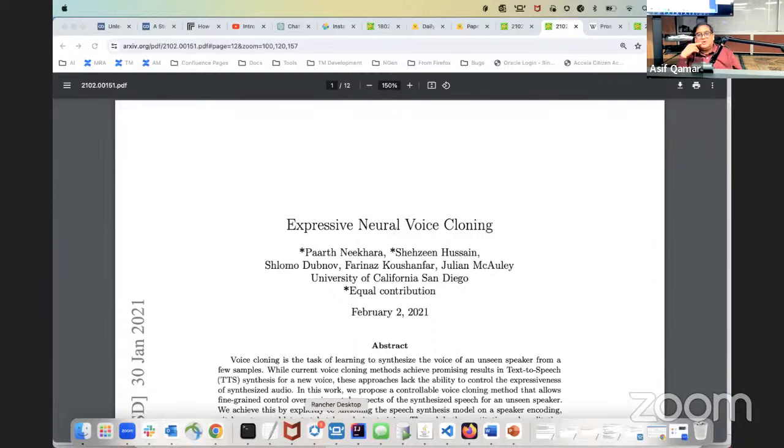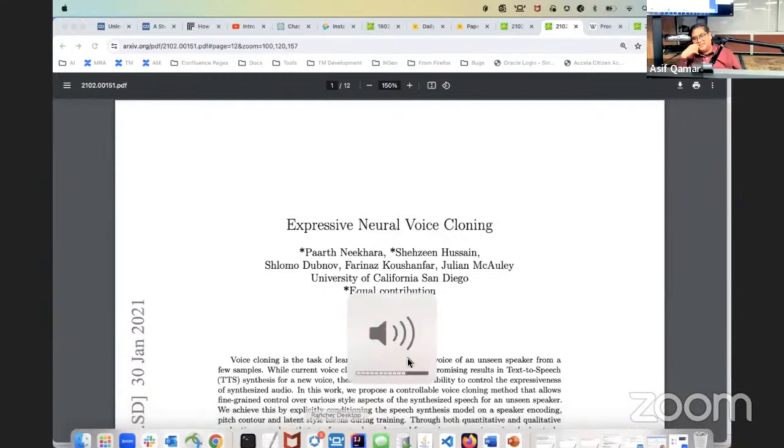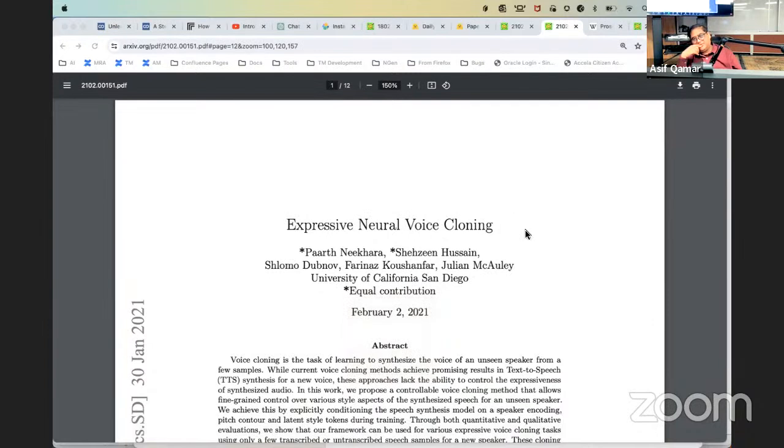What is the open source project associated with this paper? I will find that out. I didn't see anything, but I'll find that out. And is it expressive neural voice cloning? Yeah, please continue.